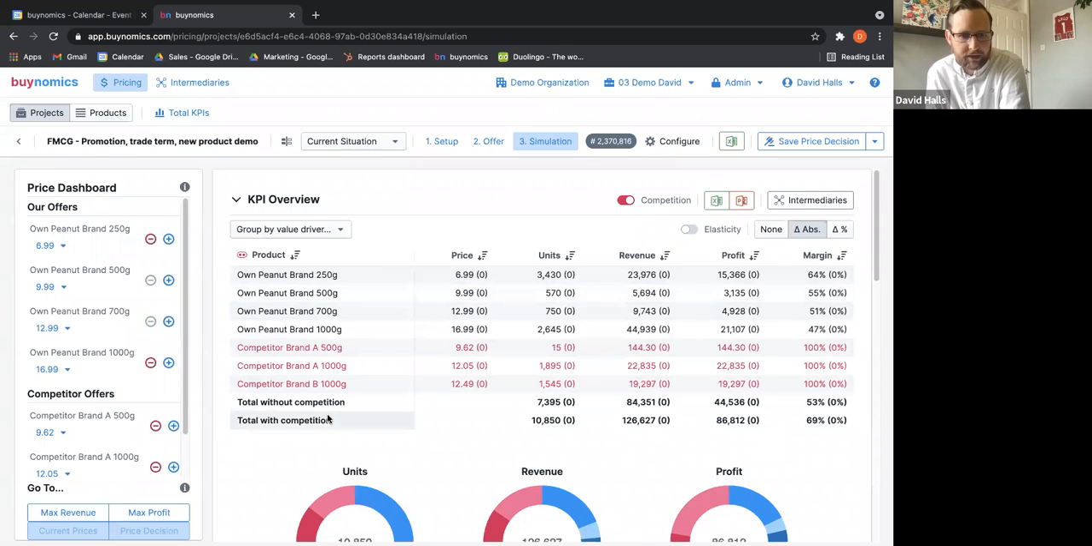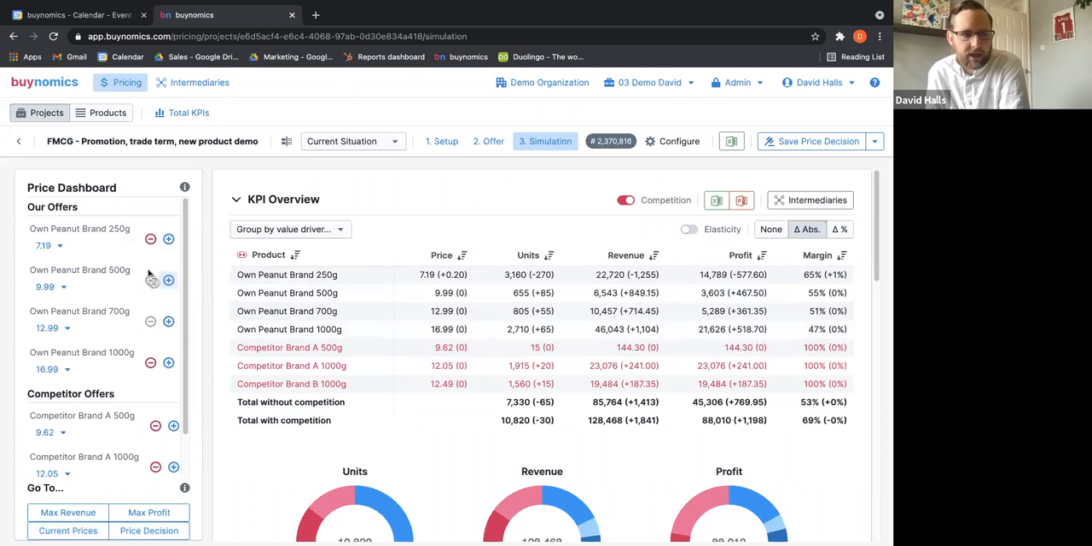So I have my list of products in the category here, both my own and competitors, and I can understand quickly what happens if I change the price for any of these products I have within our range. So let's say we're making a decent amount of margin on the 250 gram product. We're making okay margins elsewhere, but we want to see what happens if we can make even more than that. So let's just make a slight change, add in 20 cents to the smaller pack size.